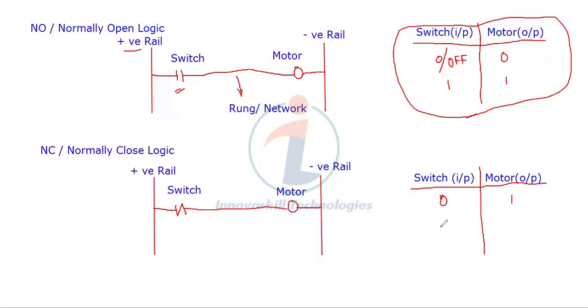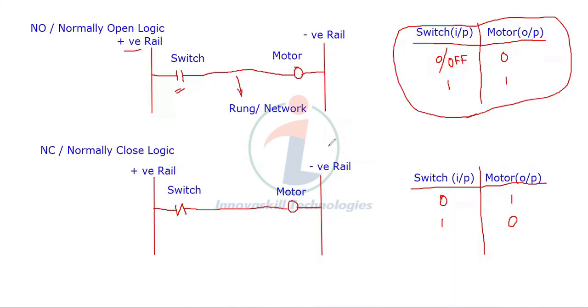Now, in case the input is activated, the switch will get opened. If the switch is getting opened, positive cannot flow to the motor. If positive is not flowing to the motor, obviously the output will be off. So this is how the program will be executed if NO and NC are used.